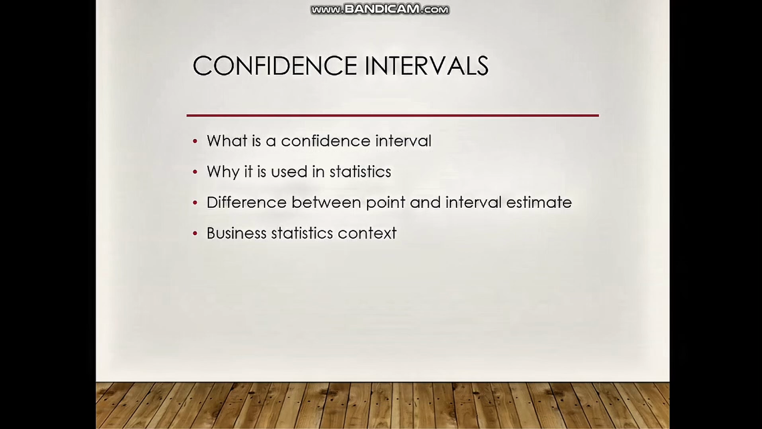Confidence intervals are used in statistics to estimate population parameters. Instead of giving one exact number, we give a range of values. This approach is more realistic and is widely used in business statistics. For example, a company wants to know the average waiting time for customers and gives a range instead of one number.